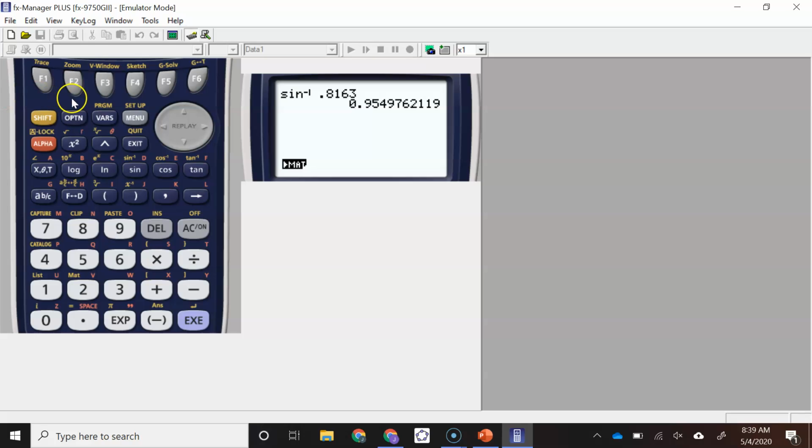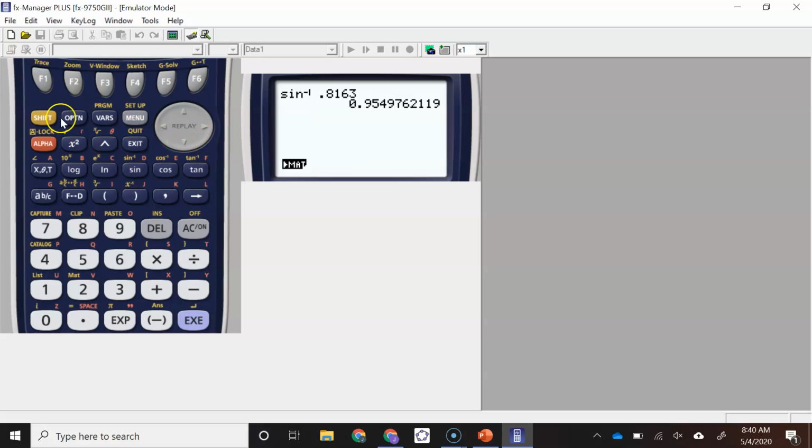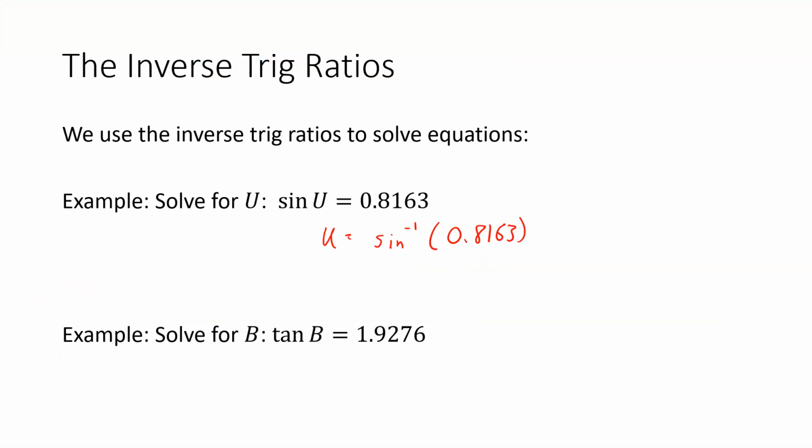Oops, I don't think I'm in the right mode here, so I need to fix that. So setup, I need to do that real quick. Yep, sure enough. Let me just fix that. All right, let's try that again. Shift inverse sine of 0.8163. There we go, 54.7. And we'll see soon that that's in degrees.